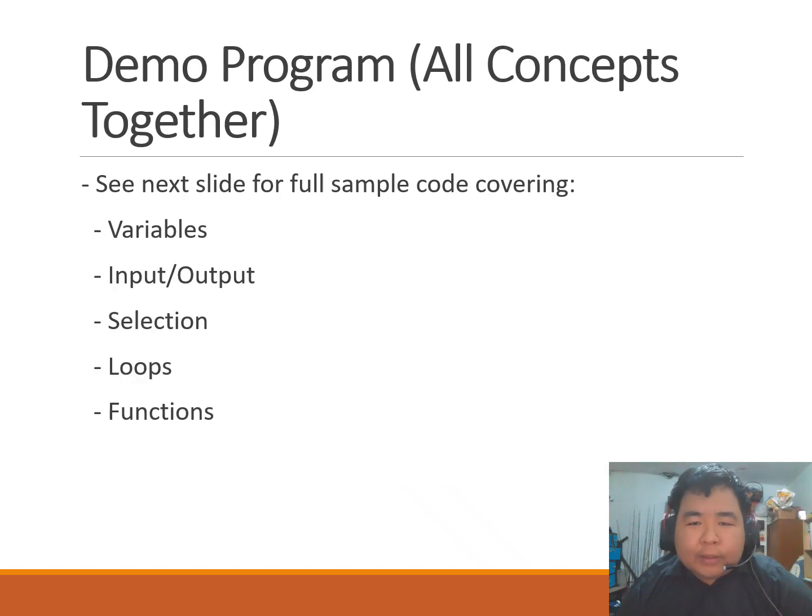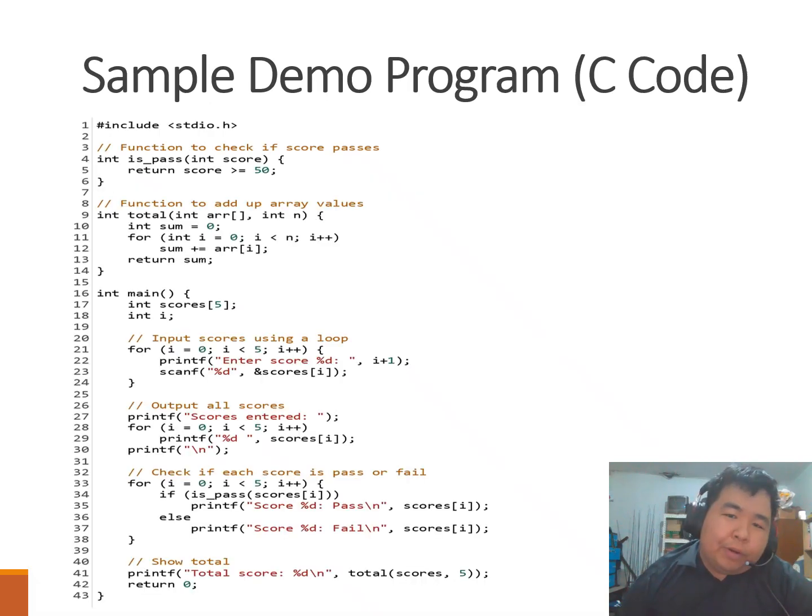Now I'll demonstrate a simple program that uses all of these concepts together: variables, input, output, selection, loops, and functions. This is a simple scoring program. This C program first asks the user to input 5 scores. It displays all the scores. It uses a function to check if each score is pass or fail and calculates the total score using another function. This example brings together everything we have discussed.